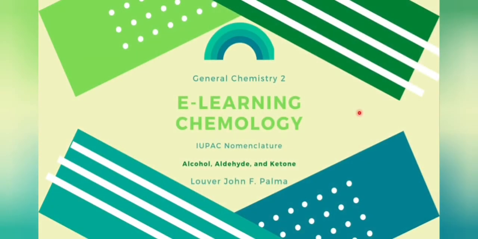Today I'll be teaching you how to name alcohol, aldehyde, and ketone, these three functional groups, by using the IUPAC nomenclature. IUPAC means International Union of Pure and Applied Chemistry, in e-learning chemology for the subject General Chemistry 2.